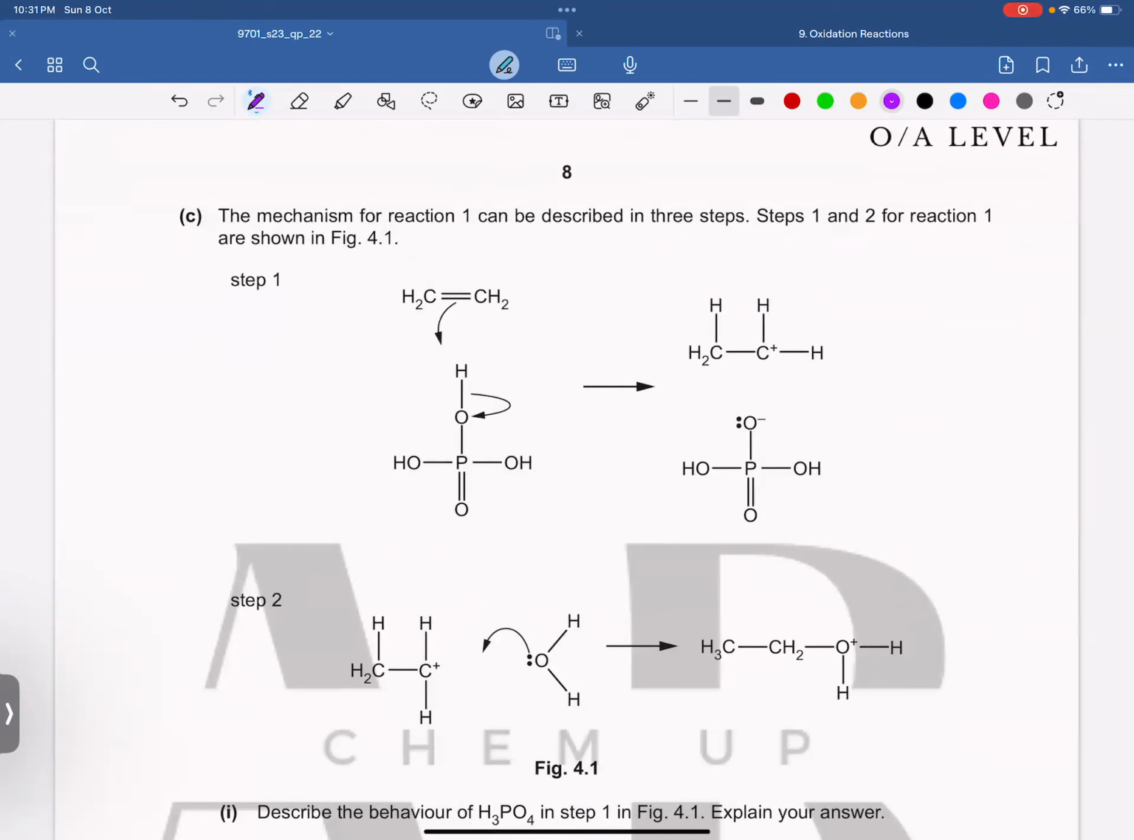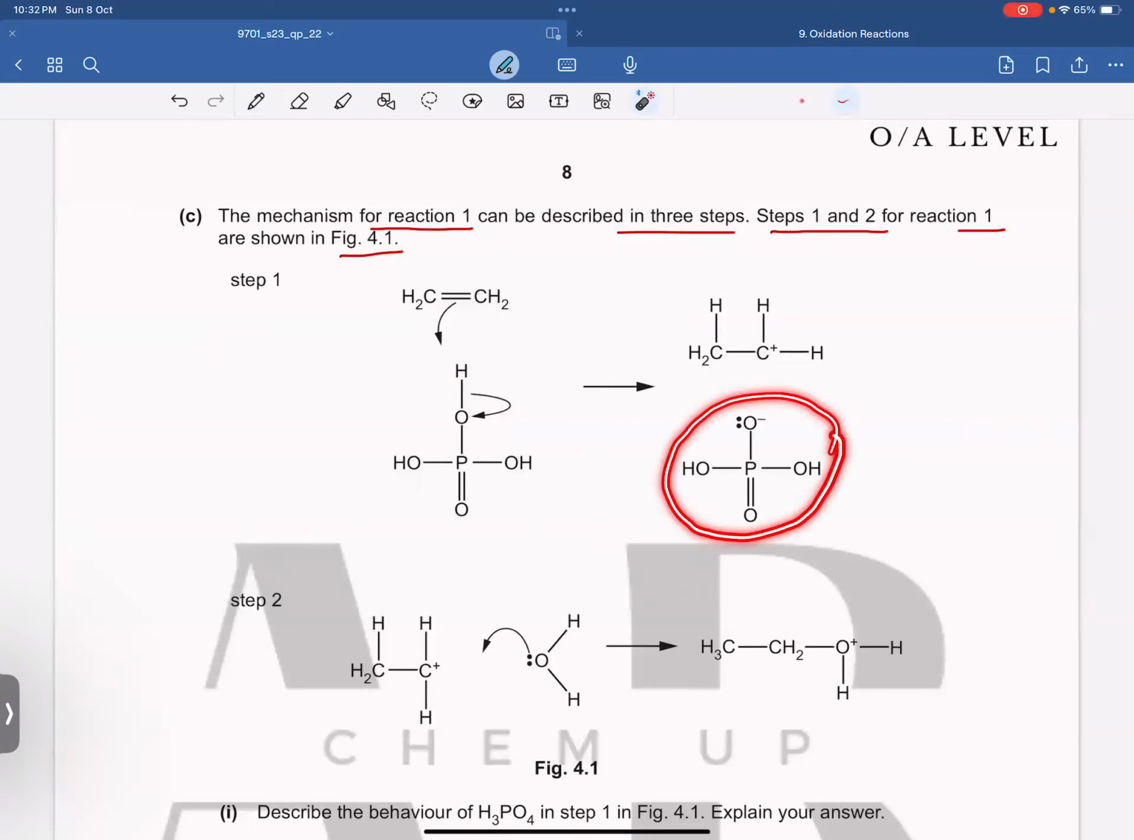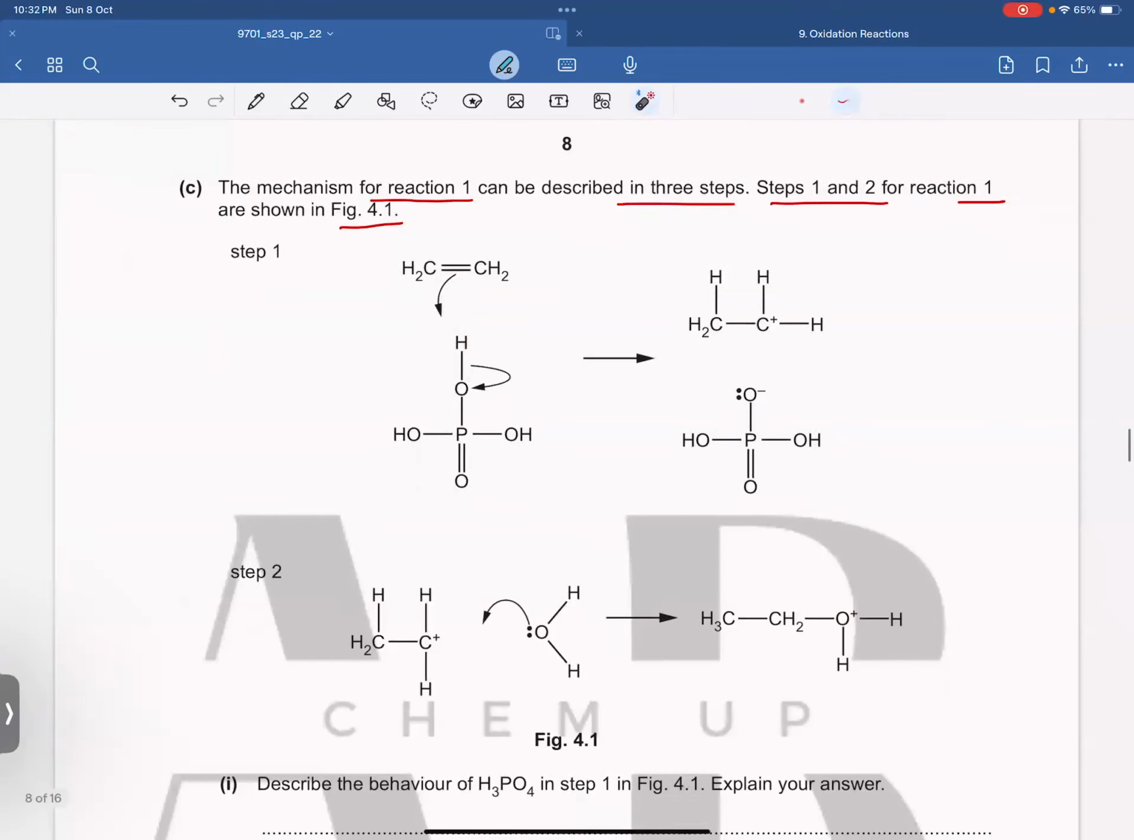The mechanism for reaction 1 can be described in 3 steps. Steps 1 and 2 for reaction 1 are shown in figure 4.1. Okay. So if you see in step 1, the double bond attacks the hydrogen, and this bond is broken heterolytically. As a result, this hydrogen is now over here, and we get this ion. Now, in the second stage, water comes and attacks this carbon, and as a result, water is bonded with the carbon. Now it has a positive charge because it is forming 3 bonds.